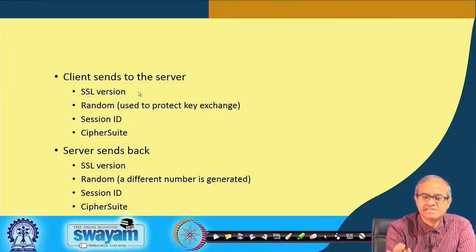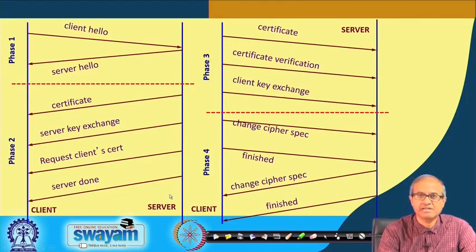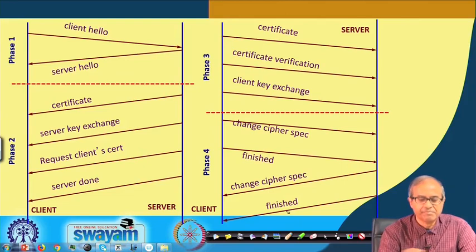The main things that are sent are the SSL version, some random number, session ID and cipher suite, that is, which cipher we are negotiating right now, is it encryption, hash or whatever. Similarly, the server will be sending back very similar things. Okay, without going into detail, let us see pictorially how these things happen.